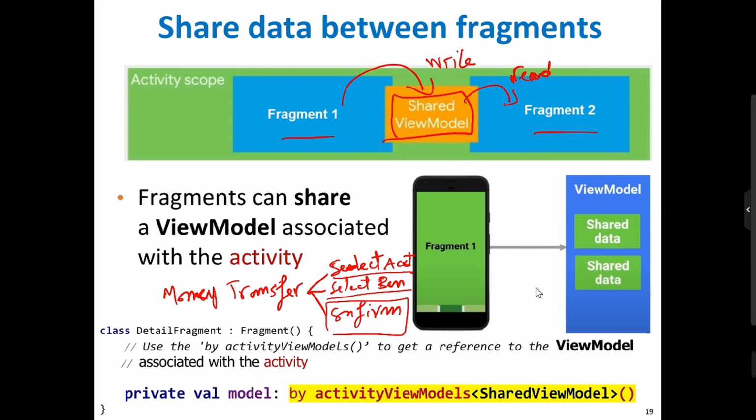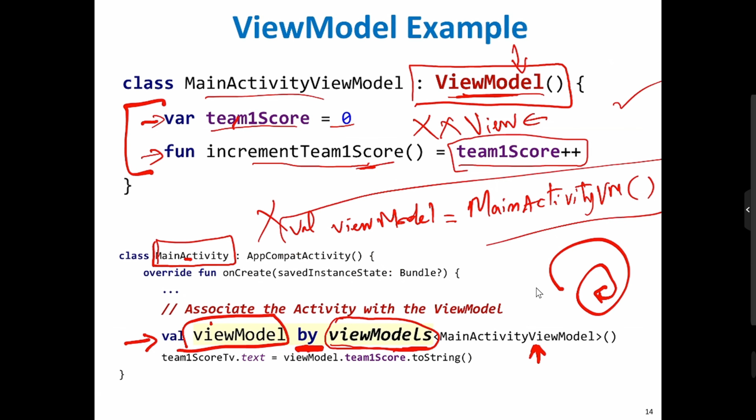So you can share the same view model across multiple fragments. And the way to do that is super simple. All you do, instead of getting a reference, you see here, when we get a reference to the view, we ask the view models, please give me a reference to this view model.